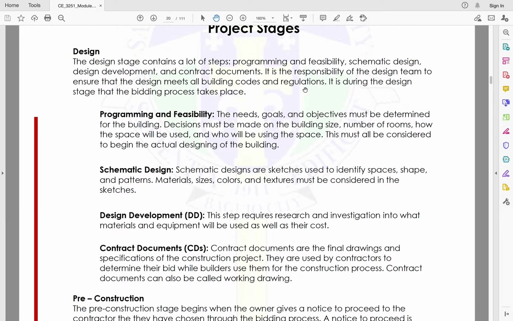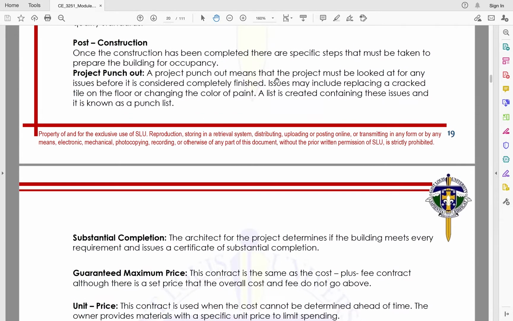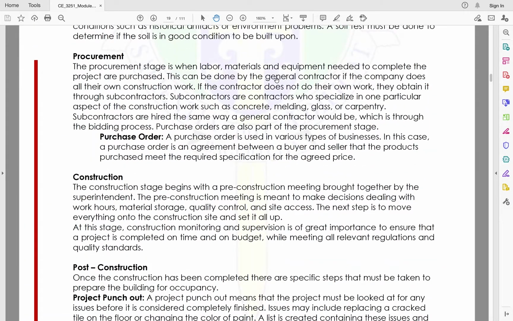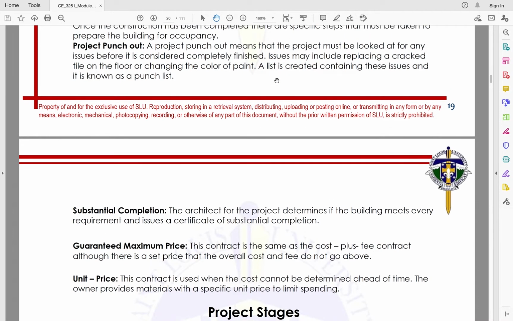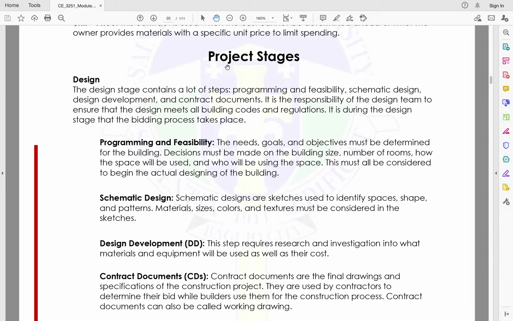So lahat ng mga codes, regulations and codes must be met. Okay? So like for example, sa isang comfort room, what is the minimum area and dimension for a comfort room? Dapat nasusunod yung mga yon. Okay? Dahil chine-check yan bago magkaroon ng turnover. Yung katulad ng sabi natin kanina. Okay? So that is substantial completion.